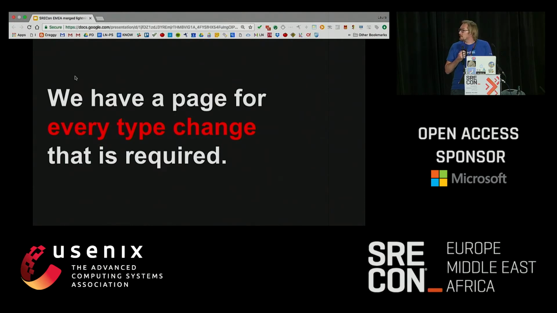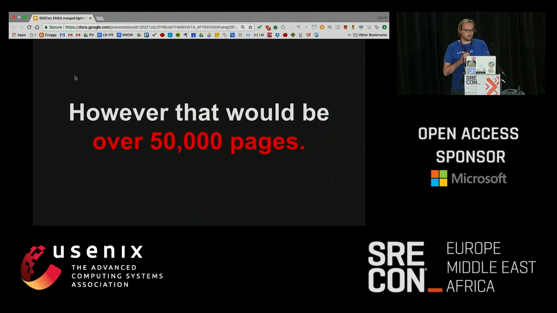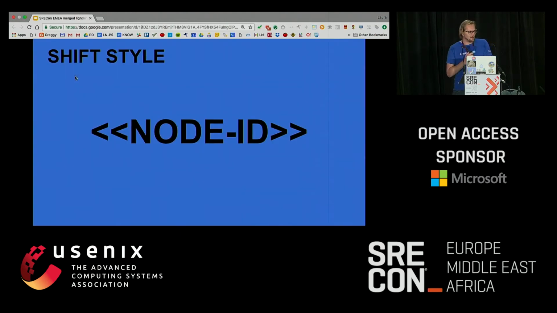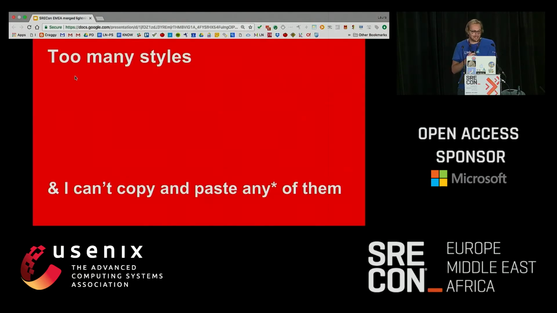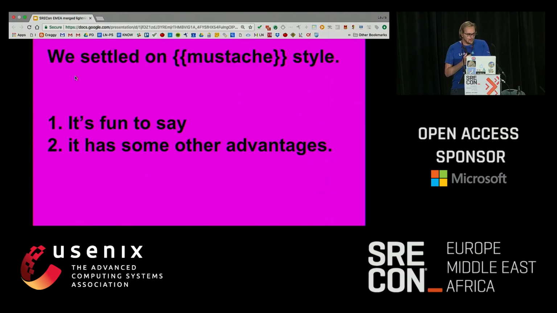I want to have written down a solution for every change that I do, for every service that I have, but that would be too many pages, 50,000 pages, can't do that. So now you're thinking, use that shell style, dollar variable name, then people can substitute it. Or maybe it's shift style, or test style, or the double curly brace, or mustache style, or any other style that you have for updating these wiki pages. Basically, there's too many of them, and I can't copy and paste them. That's not true, I could do something like this, but that only works for things that I can source on the host itself. So we settled on the mustache style.